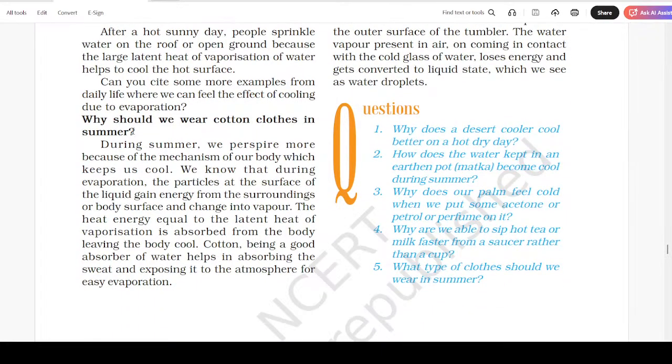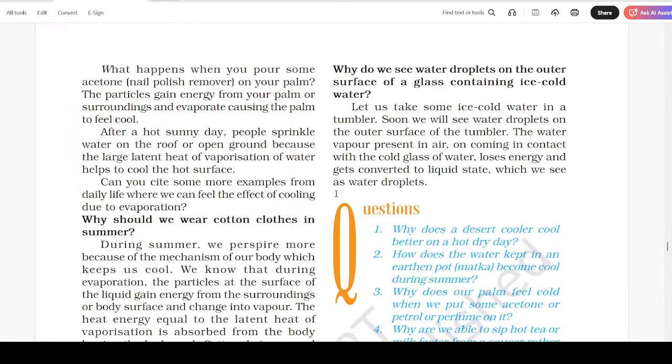Why should we wear cotton clothes in summer? During summer, we perspire more because of the mechanism of our body which keeps us cool. We know that during evaporation, the particles at the surface of a liquid gain energy from the surroundings or body surface and change into vapor. The heat energy equal to the latent heat of vaporization is absorbed from the body, leaving the body cool. Cotton, being a good absorber of water, helps in absorbing the sweat and exposing it to the atmosphere for easy evaporation.